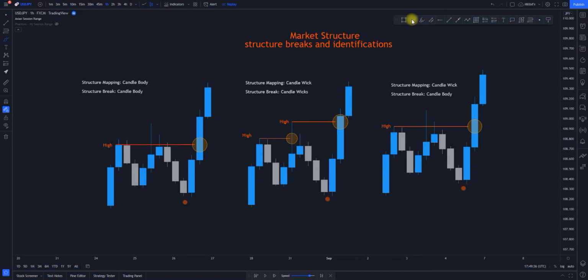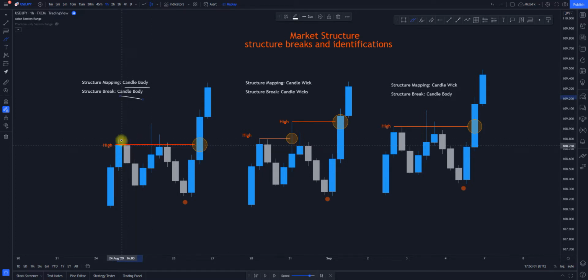Now let's go into the first type of structure mapping. On type 1 we have candle body structure mapping and candle body structure break. So this is basically market structure. The types of structures we are looking at are structure breaks and identification, how to identify structure breaks and then structure mapping.